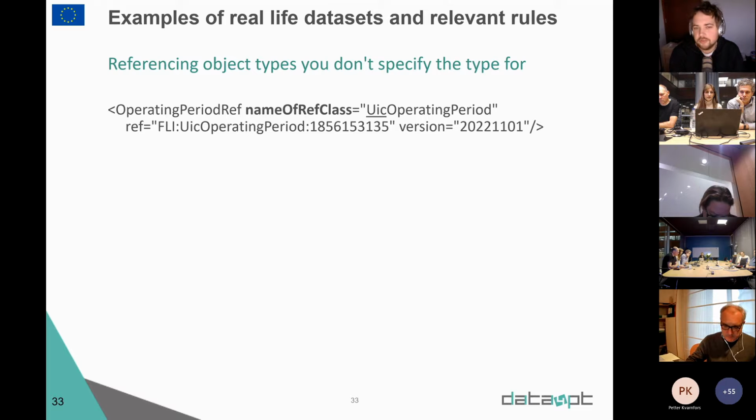If you add the name of the ref class, UIC operating period, then the implementer can directly look up the index where the identity is from. In this case, it would look in the UIC operating period index for the correct reference. These are subtle hints that are very easy for a producer to add, but this would directly improve the performance of anybody using this information. So I would suggest just adding them, at least to get happy customers. Next slide, please.